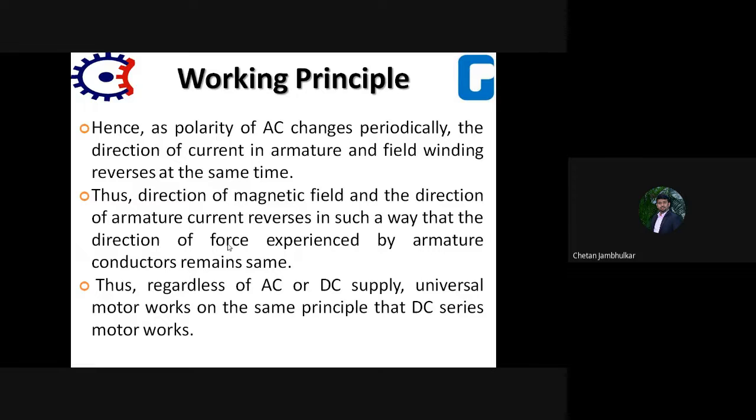So regardless of AC or DC supply, the universal motor works on the same principle that the series motor works.